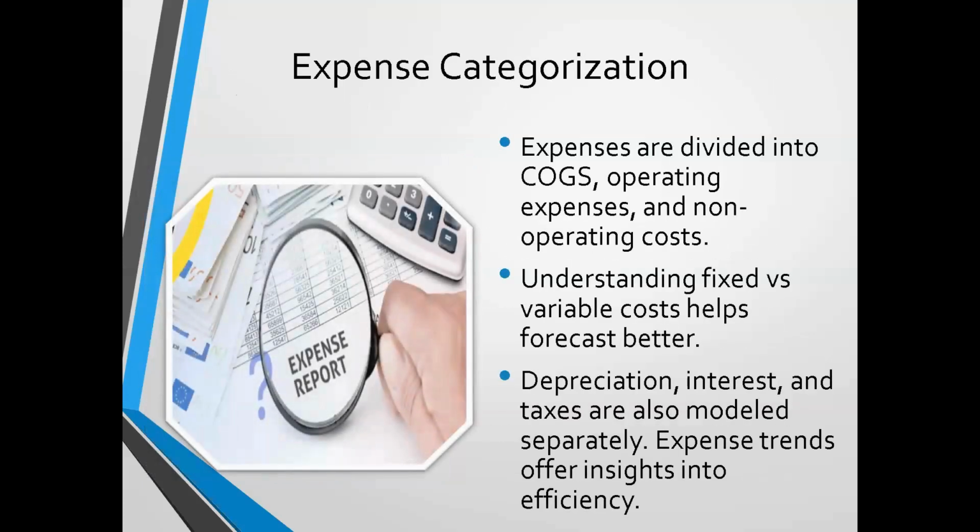Expense categorization. Expenses are divided into COGS, which is cost of goods sold, operating expenses, and non-operating cost. Understanding fixed versus variable cost helps forecast better. Depreciation, interest, and taxes are also modeled separately. Ensures trends offer insights into efficiency. So by having controlling expenses will directly impact our profit margins.